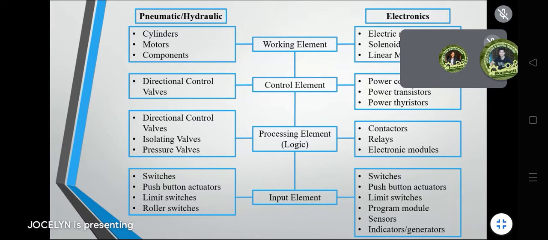For input elements, in terms of pneumatics, we have switches, push button actuators, limit switches, and roller switches. In electronics, it also has switches, push button actuators, limit switches, programmable modules, sensors, indicators, and generators. So this is how it looks in terms of pneumatics and electronics. We can see all the components you need in terms of the working element, control element, processing element, and input element.